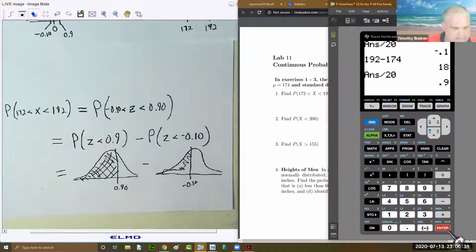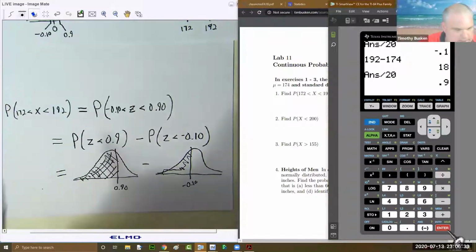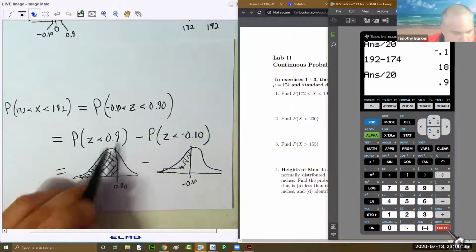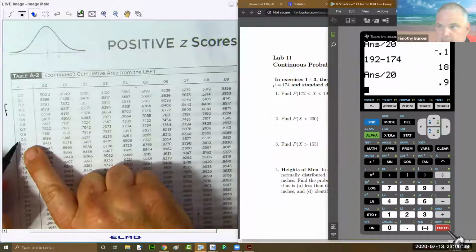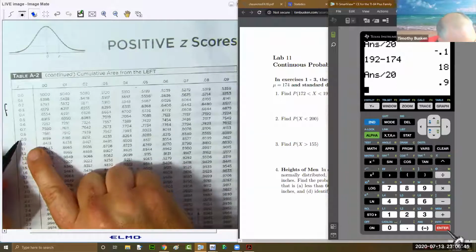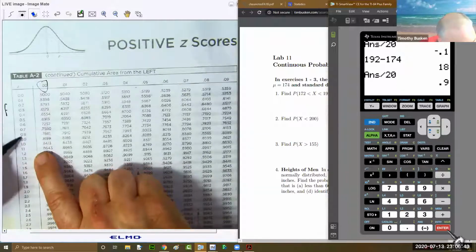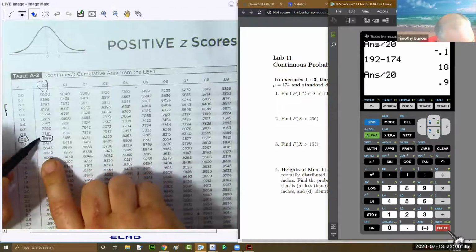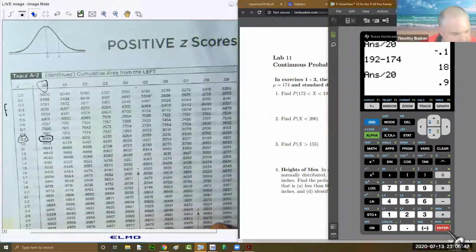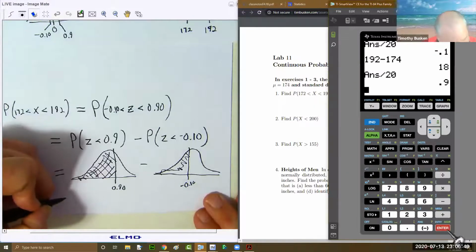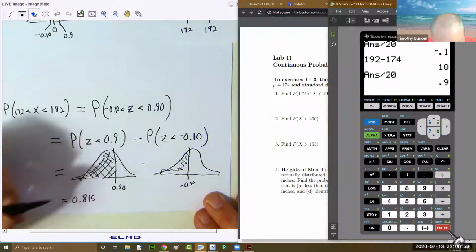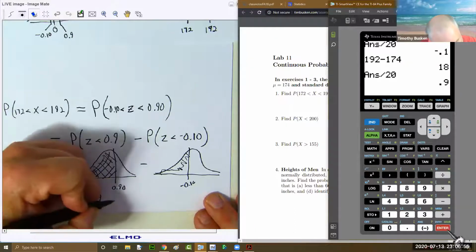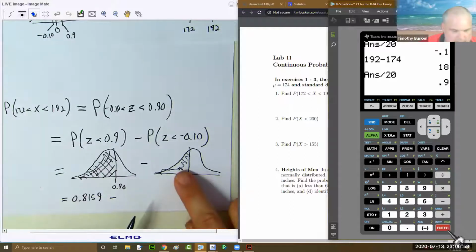Let's see if I've got a copy of that Z table. Here it is. I'm looking up 0.90, and here it is, right over here on the positive side. 0.90 corresponds to this number here, 0.8159. So this area is 0.8159. And then I'm going to subtract from that this area here.